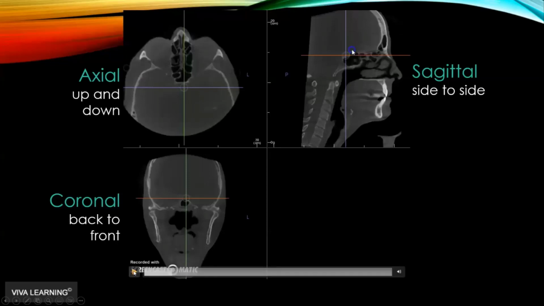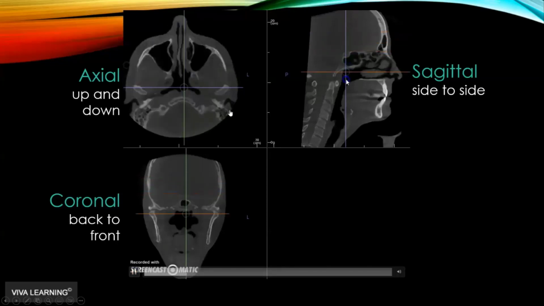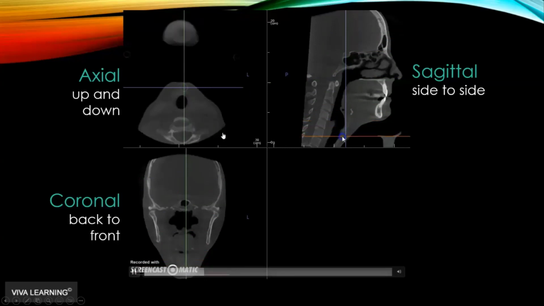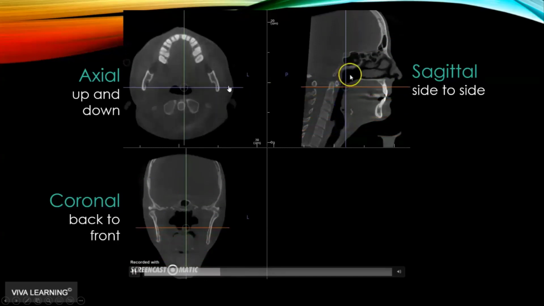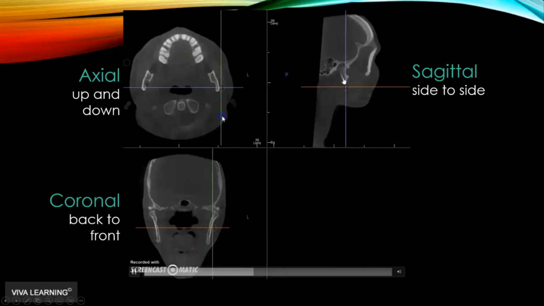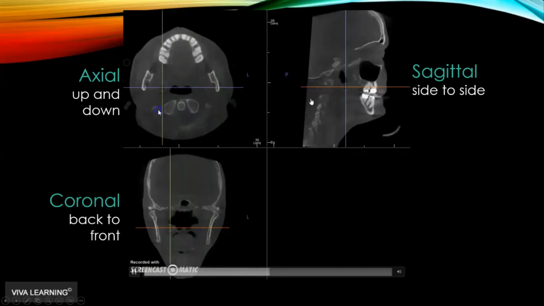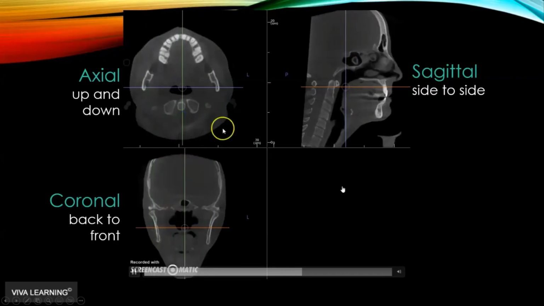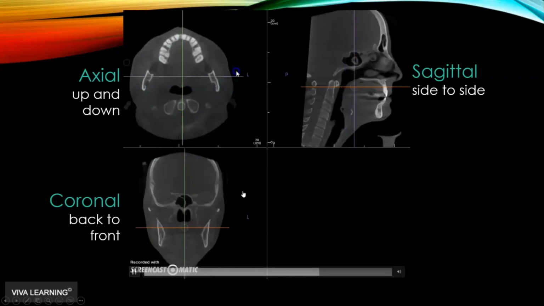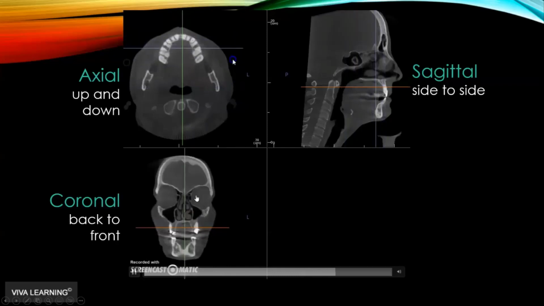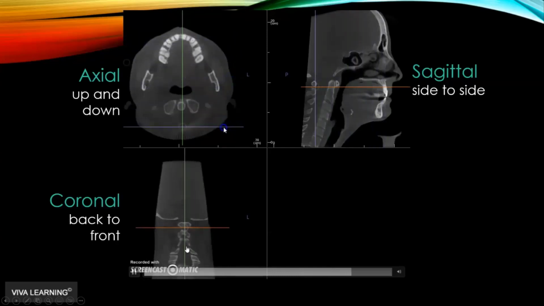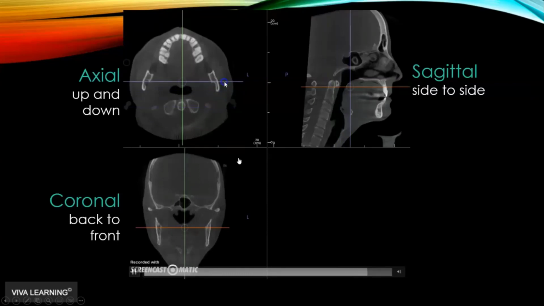So let's run the video, and you can see we're going up and down in the axial view, top of the head, down to the inferior border of the mandible and back. Now we're going to do the sagittal view, so we're going to go to the left temporomandibular joint, all the way through mid-sagittal plane to the right temporomandibular joint, and back to the middle. And now we'll do the coronal. We're going to go all the way to the front of the face, the tip of the nose, and all the way back to the cervical spine and back to the middle.